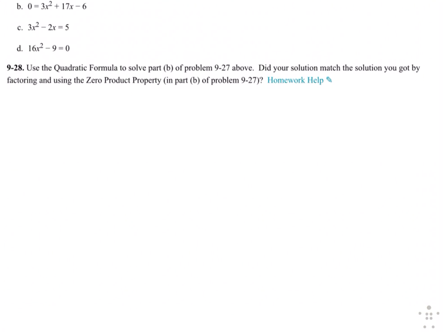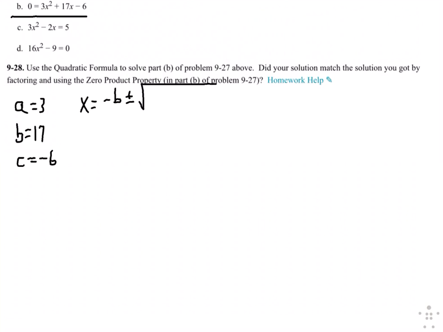Okay, for 28, they want us to solve 27b, right? They want us to solve this one, but they want us to use the quadratic formula, right? So a is 3, b is 17, and c is negative 6, right? x equals negative b plus or minus square root of b squared minus 4ac all over 2a.